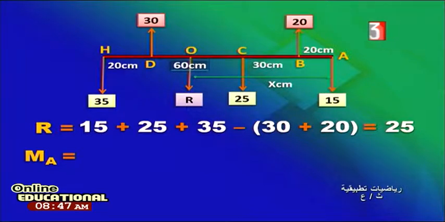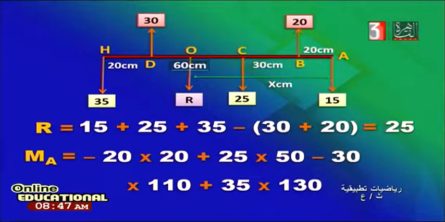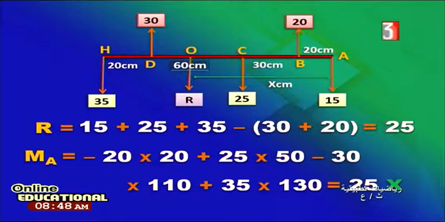Moment about A equals what? Negative 20 times 20, plus 25 times 50, minus 30 times 110, plus 35 times 130. Then moment about A must be equal to the moment of the resultant about A, 25x.